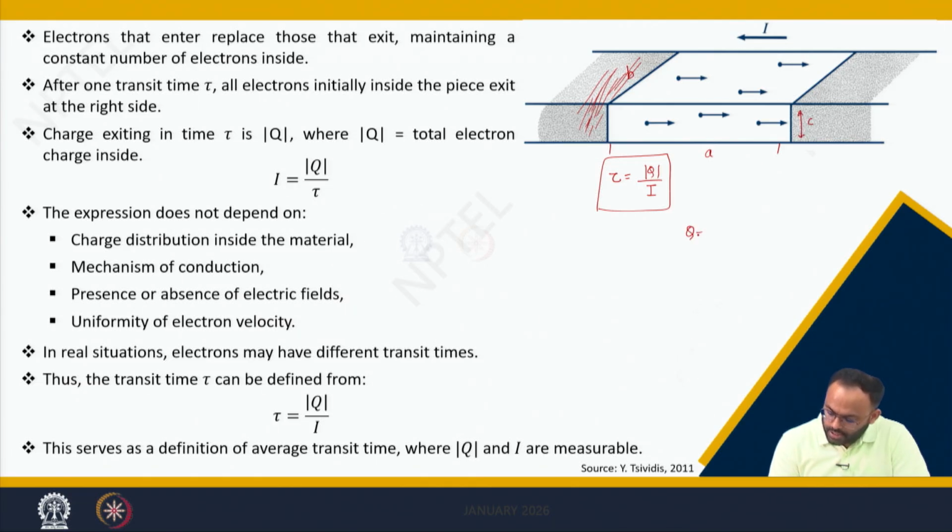So the total charge is nothing but N, the number of electron concentration, times Q. It becomes the charged particle. Now A into B into C. The total charge per current will give me the time taken by the electrons to travel from this position to this position, and that will give you a notion of transit time.